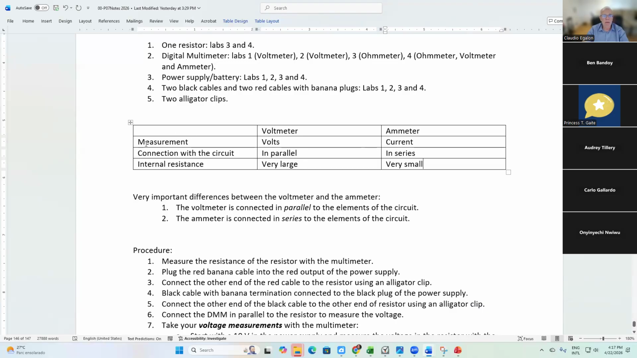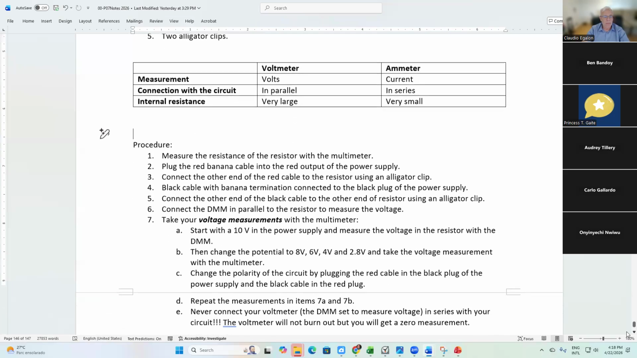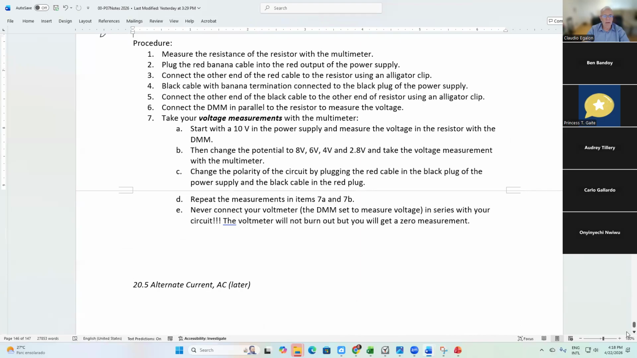That's the important difference between the voltmeter and the ammeter. Can you remember that? Okay, never connect your voltmeter in series with your circuit. Okay, let's go measure the current now.